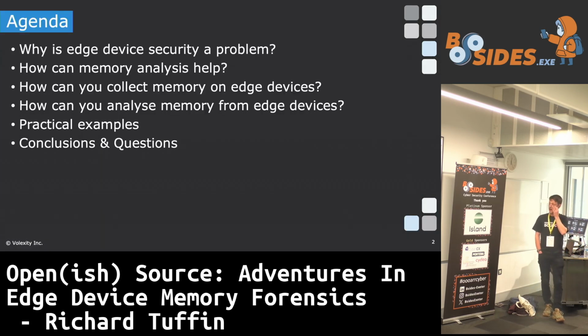So what am I going to do? I'll start by introducing why edge device security is a problem, talk a bit about why memory analysis can help with that. We'll talk about how we collect memory on edge devices. Sorry, I'm getting ahead of myself. What is an edge device? I'll explain that in a second, don't worry. Then how you can analyse memory from edge devices, talk about a couple of practical examples, and then I'm standing between you and lunch, but there should be time for questions at the end.